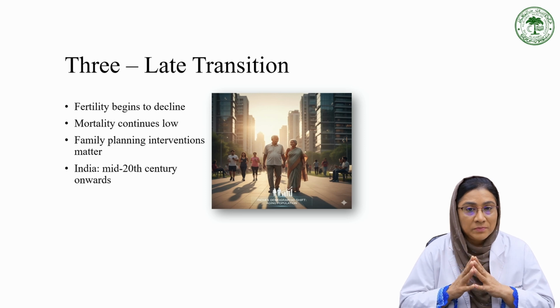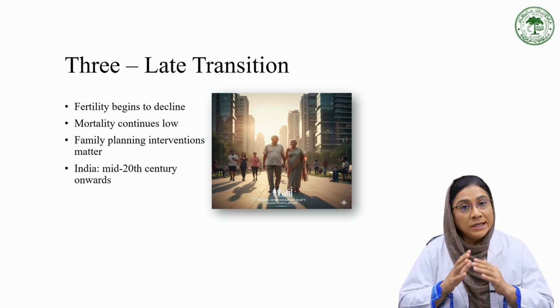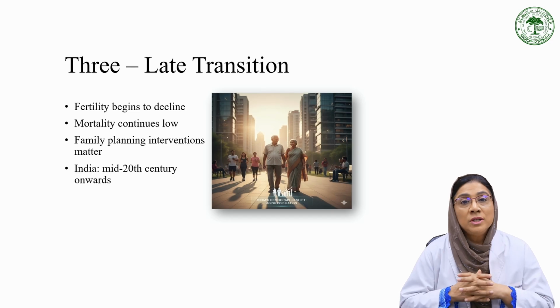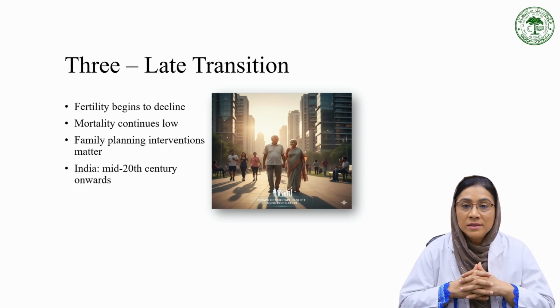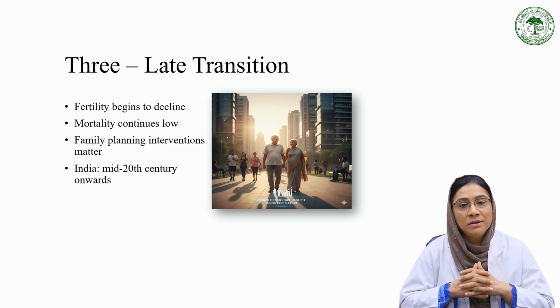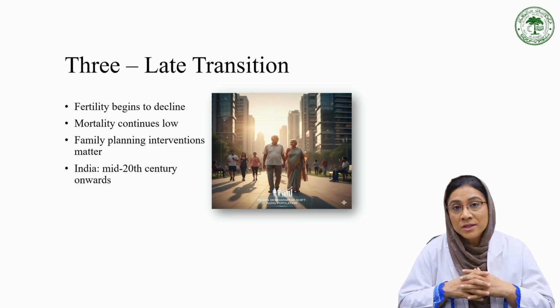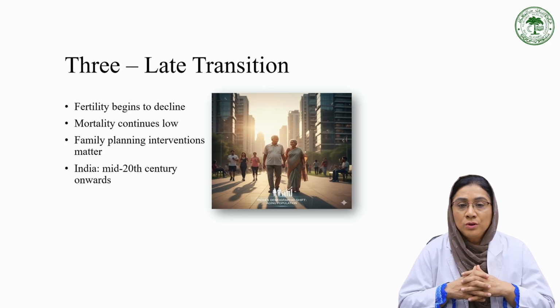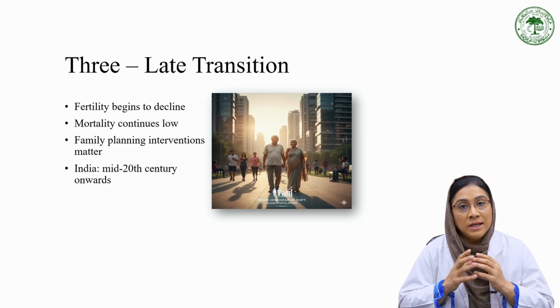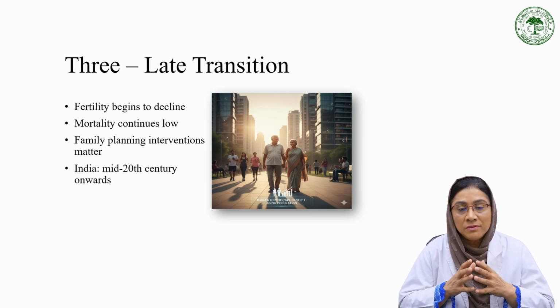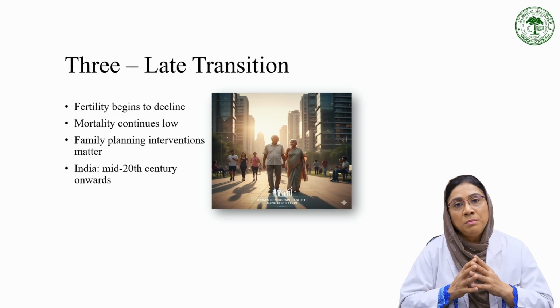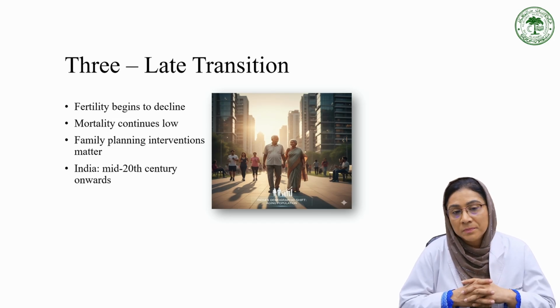In stage 3, that is late transition, fertility declines while mortality remains low, as households recalibrate desired family size in response to rising child survival and the increasing costs of rearing and educating children. Key drivers include girls' schooling, later age at marriage, women's labor force participation, urbanization, and wider access to a diversified contraceptive method mix beyond sterilization to spacing methods.